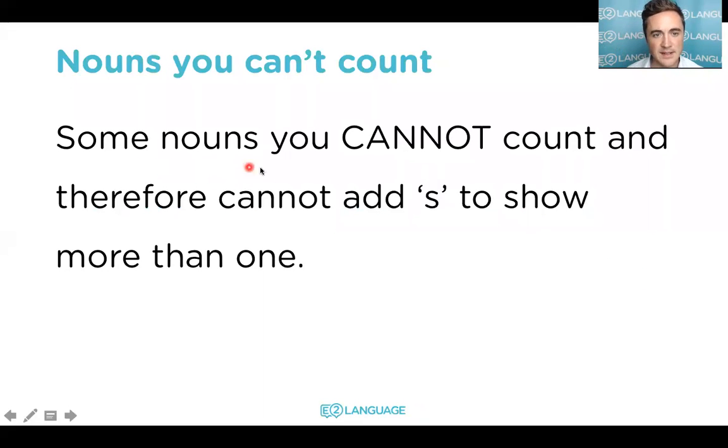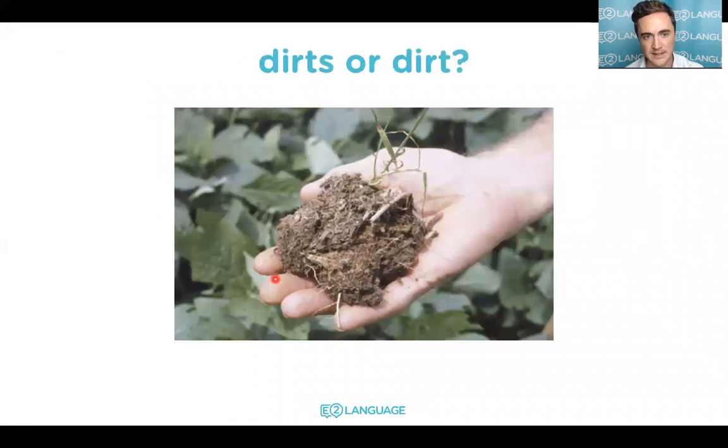Why is that? Some nouns you cannot count. You cannot count them. And therefore, you cannot add S to show more than one. If you can't count it, you can't pluralize it. If you can't count it, you cannot put an S on the end. So for this one, dirts or dirt. Can you count this? I mean, this is one clump of dirt. Can we say this man is holding dirts? Dirt or dirts? What do you think? Type it into the chat.